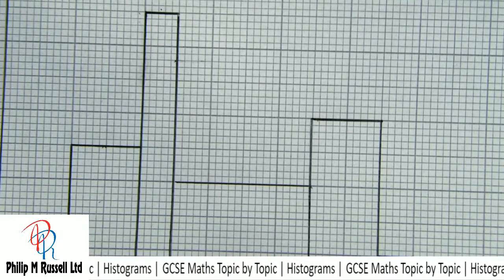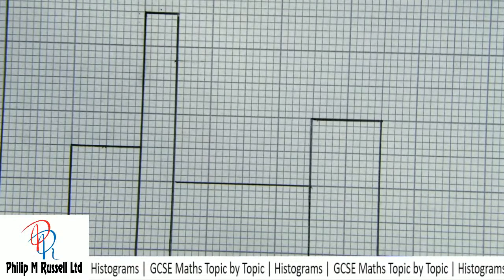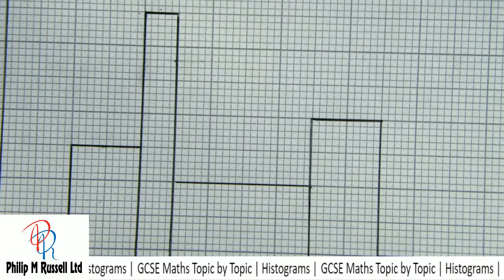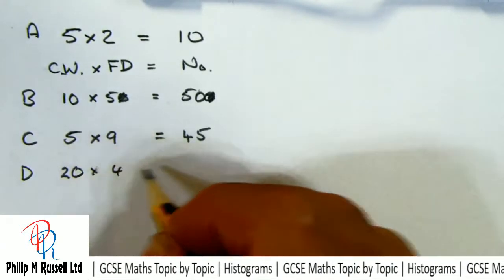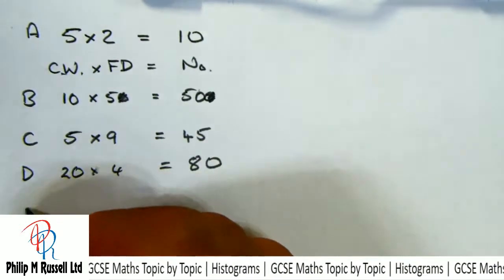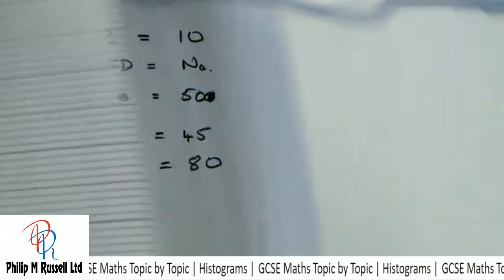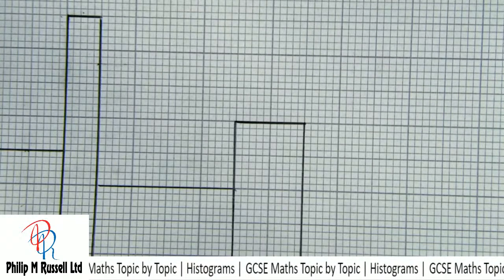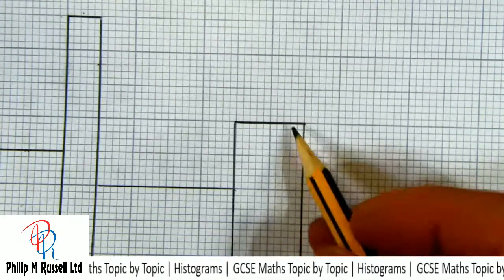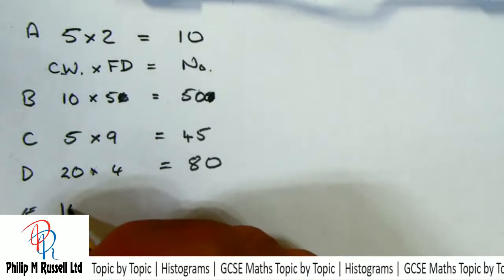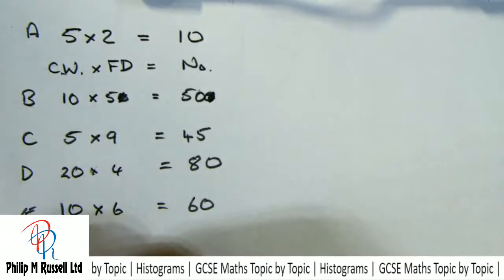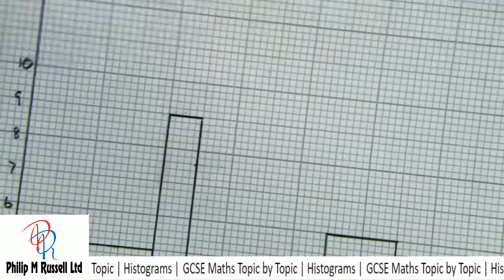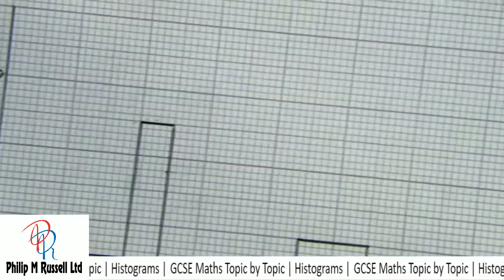This one goes from 5 to 9, so that's going to be 20 by 4. We've got E, which is 10 by 6. And finally we've got the last one, which is 5 by 2.